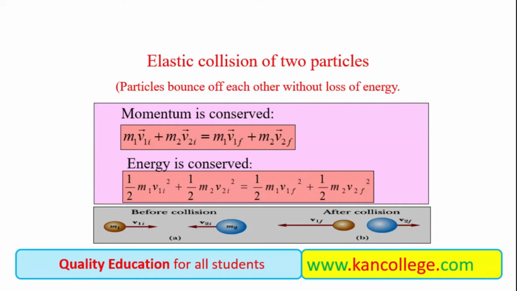In the case of elastic collision of two particles, we are aware that momentum is always conserved. Momentum is conserved in any elastic and inelastic collision, but energy is only conserved in the case of elastic collision. So elastic collision follows two laws: the law of conservation of momentum and the law of conservation of energy.